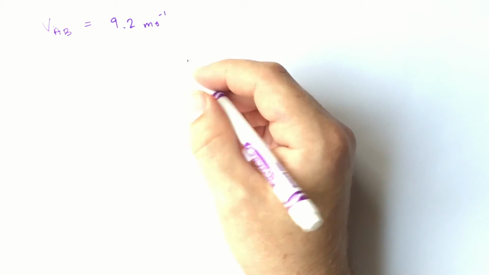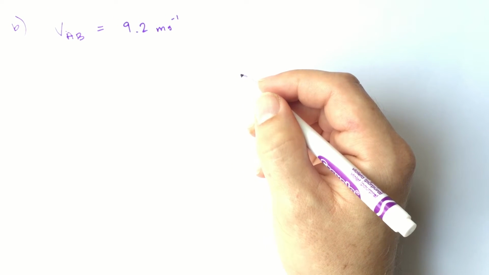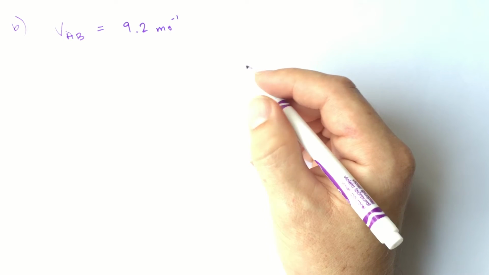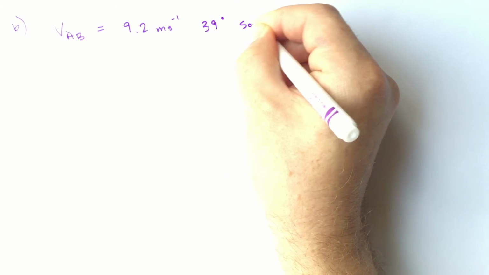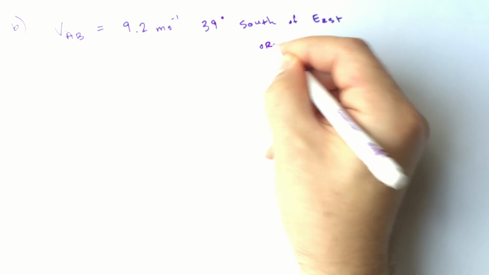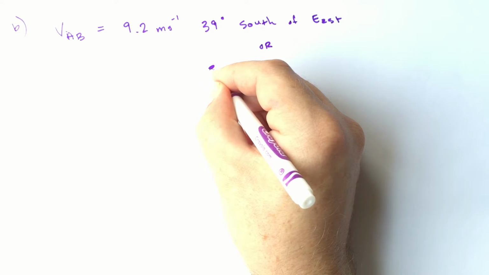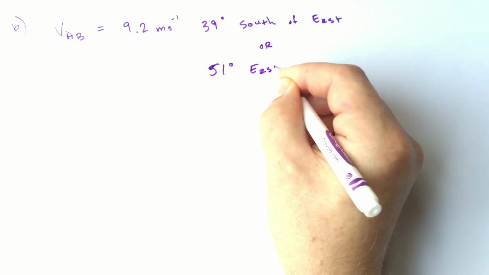So for part B, I get 9.2 meters per second at either 39 degrees south of east or 51 degrees east of south.